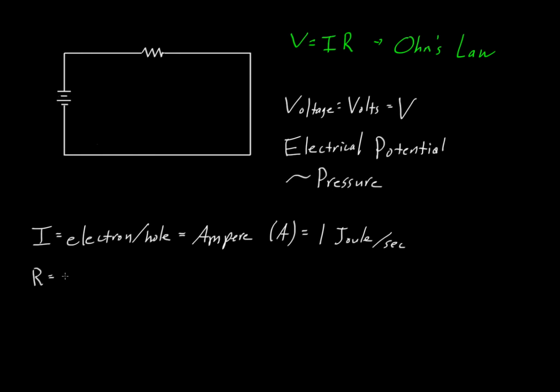R is resistance. You can think of this like friction or pressure head loss or something like that. So it's analogous to friction. It's measured in ohms, and its symbol is omega. Okay, and this is simply a measure of resistance to electron or hole flow.